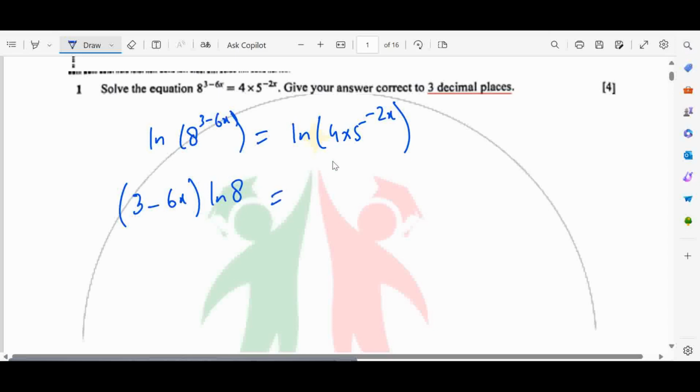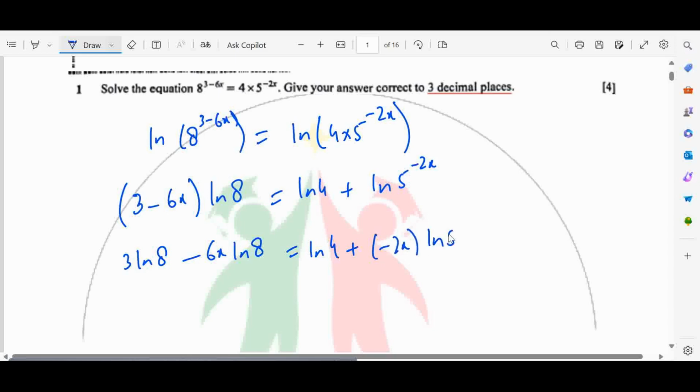Then this will be equal to log of 4 plus log of 5 power minus 2x. Now if we simply multiply it, this will be 3 log of 8 minus 6x log of 8, and here this will be natural log of 4 plus, now here we have to use the power rule again. This will be minus 2x into log of 5.